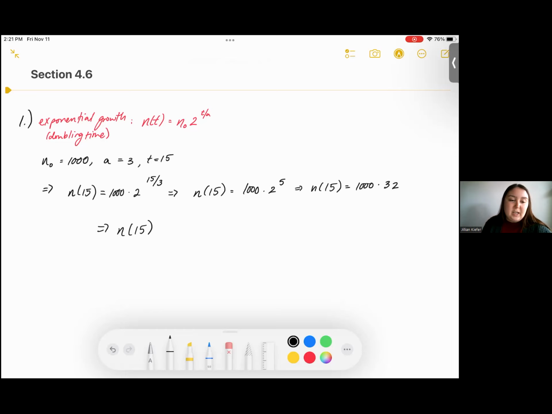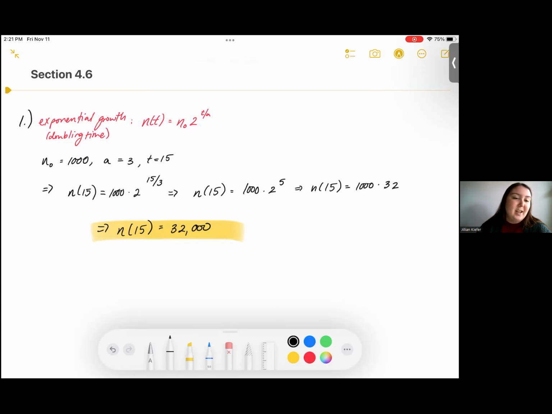So N15, or the population after 15 hours, is equal to 1,000 times 32, which means it is 32,000. And there we have it. The population after 15 hours would have been 32,000 bacteria, which, if we're starting with 1,000, that's quite a bit in 15 hours.